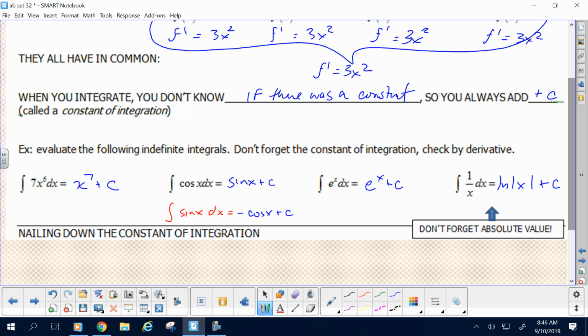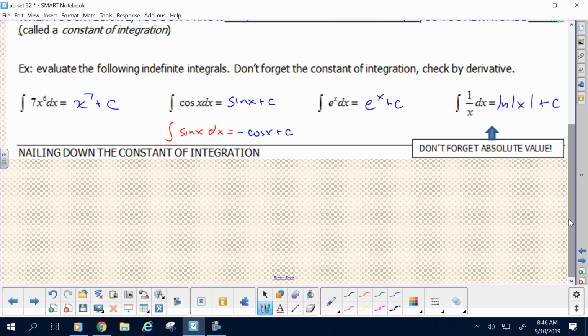Now, it's important you remember the absolute value because you don't want to leave out the negatives. By putting in the absolute value, that allows you to include the negatives in the domain, all right? So make sure that the absolute value is there. That'll be something we constantly fight. All right, now, nailing down the constant of integration.